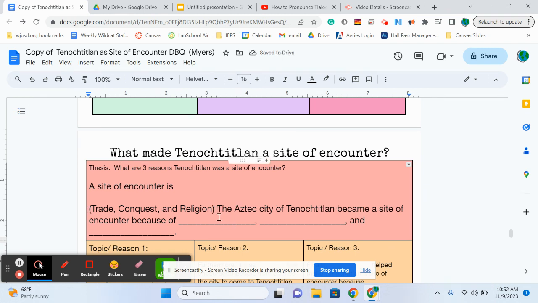So for your thesis statement, this is the real thesis statement, you're going to say the Aztec city of Tenochtitlan became a site of encounter because of blank, blank, and blank. Which of these three, trade, conquest, and religion, do you think had the biggest impact on bringing people to the city of Tenochtitlan? You're going to put that most important one as your first blank. It's either going to be trade, conquest, or religion. And there isn't a right or wrong answer to this.